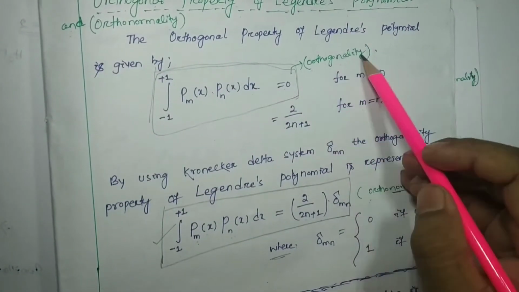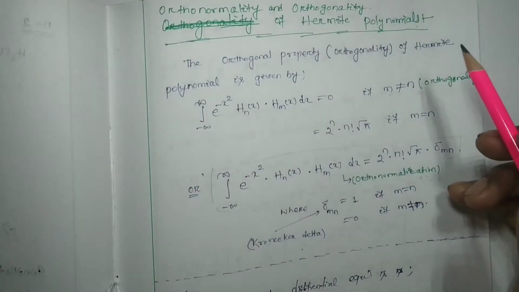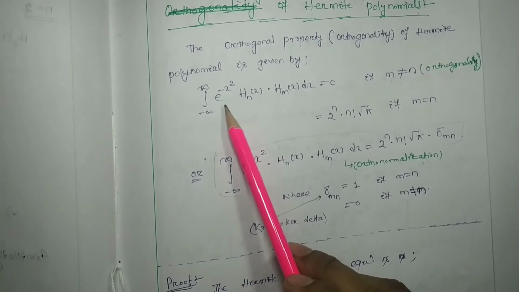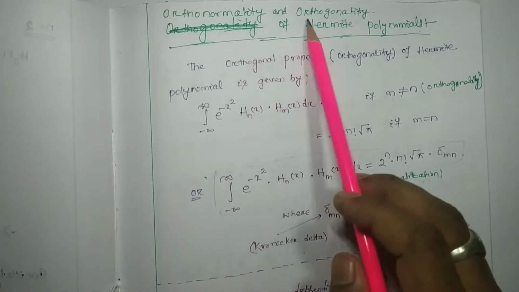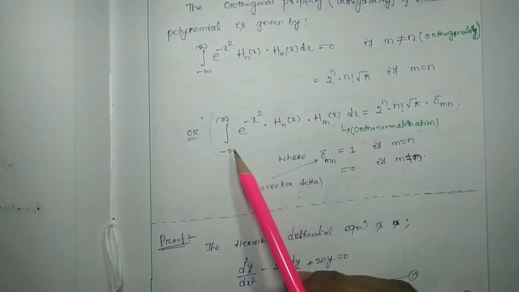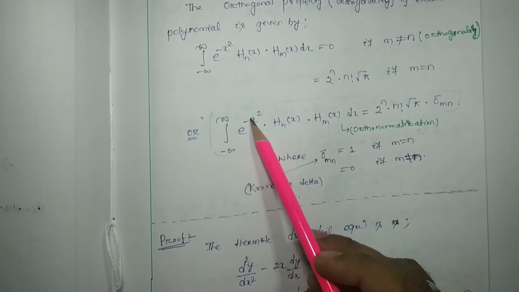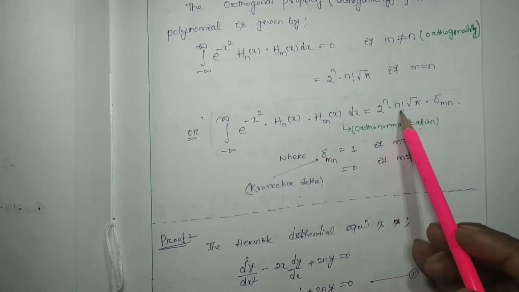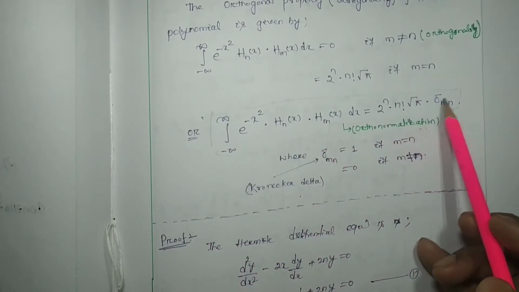Here you just write. Okay, now we have to discuss in detail about orthonormality and orthogonality of Hermite polynomials. That means the integral from minus infinity to plus infinity of e to the minus x square into H_n(x) into H_m(x) dx equal to 2 to the power n into n factorial into root over pi into delta mn. That we are going to prove.